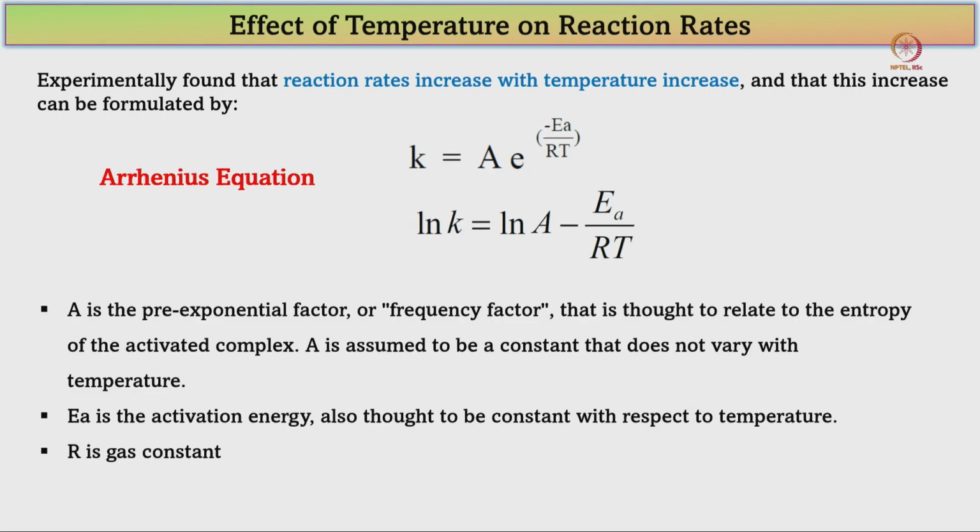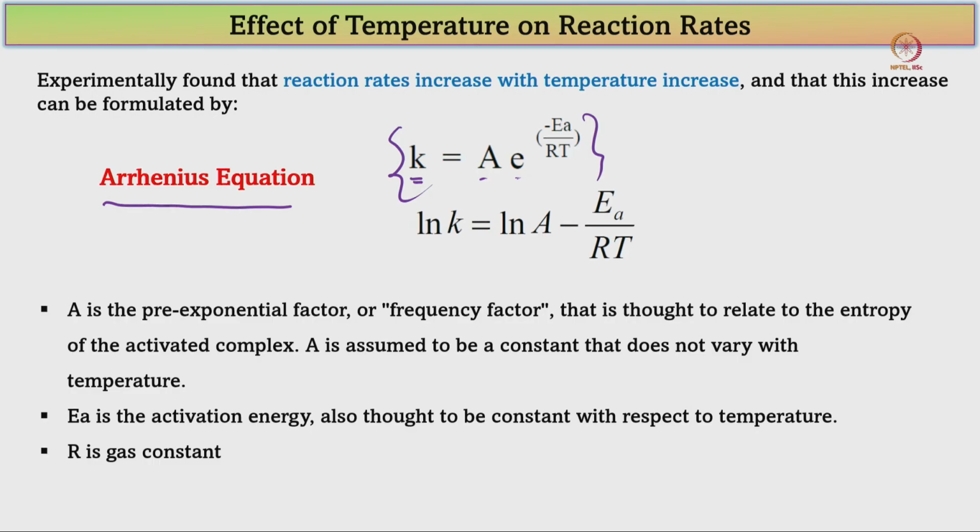It has been experimentally found that most of the reactions, not all, but most of the reactions are sensitive to temperature. If you are trying to find out the reaction rate in terms of temperature, then we use the Arrhenius equation, which says that the reaction rate constant k is equal to A times e to the power minus Ea divided by RT. This is a very important equation.